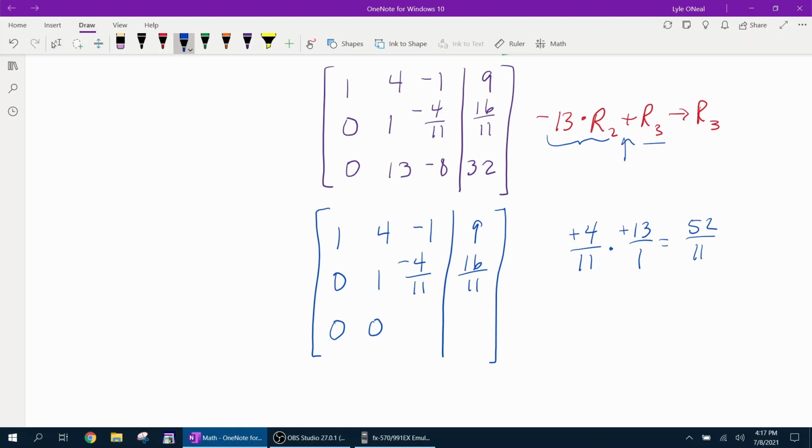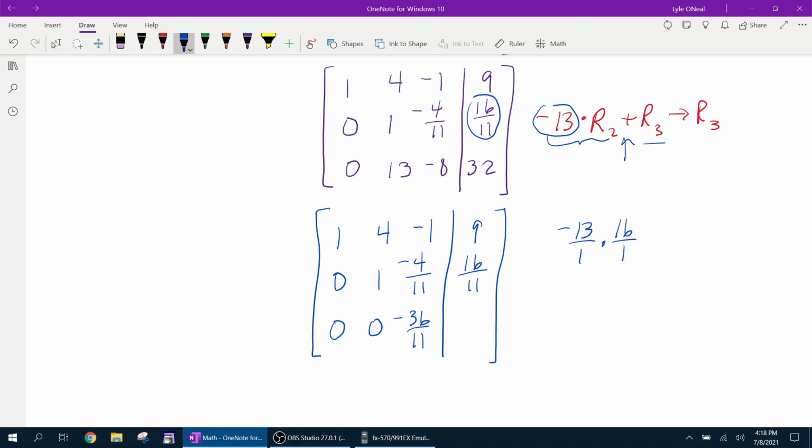And then don't forget, after you multiply, you then have to add to the corresponding element in row 3. So we're going to need to add 52/11 to -8, which I'm going to make a fraction, and we're going to need a common denominator. So we're going to multiply top and bottom by 11. That's going to give us 52/11 minus, because plus a negative makes a minus, 88/11. And then I simply need to know what is 52 minus 88. And that is negative 36/11.